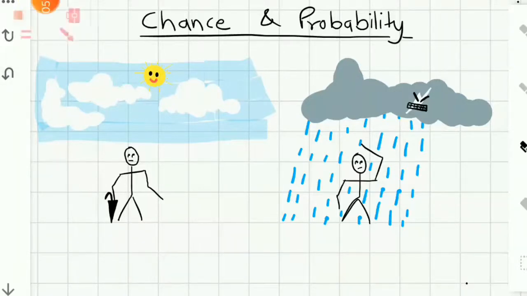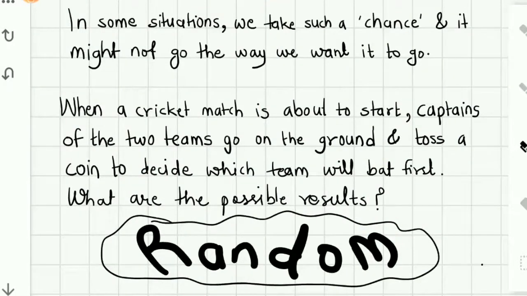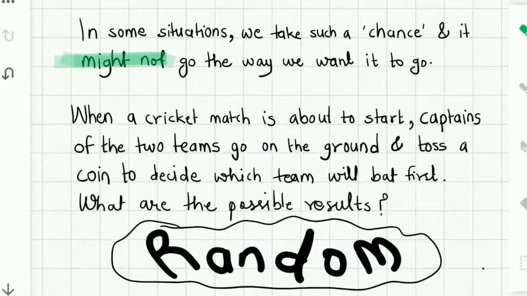So in this way, in some situations, we take such a chance and it might not go the way we want it to go. It might not, right? But we can say that it might go the way we want. It might happen that on the day that you take your umbrella with you, it will rain. And you will be happy that day, that it rained the day you took your umbrella and you didn't have to get wet, right?